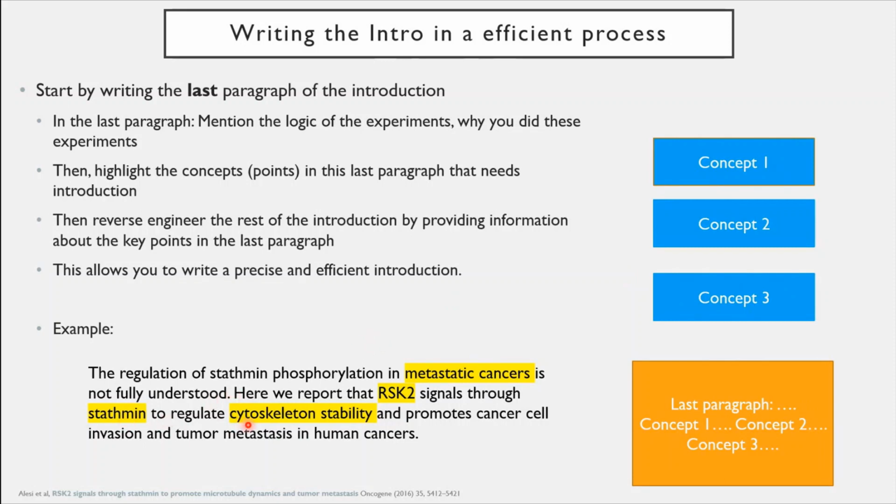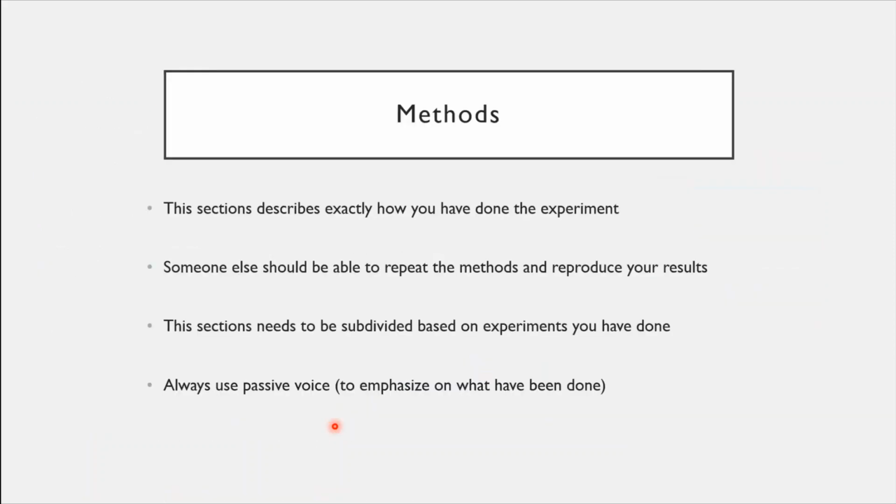And then cytoskeleton stability is a process that also is not too familiar. It's not a general process, so you have to explain it as well. Some people know about it, some others are not very familiar, so you have to explain it. In this way, you can focus your attention in your introduction on relevant concepts. Introducing these concepts would be sufficient and would prevent you from losing focus in your introduction.